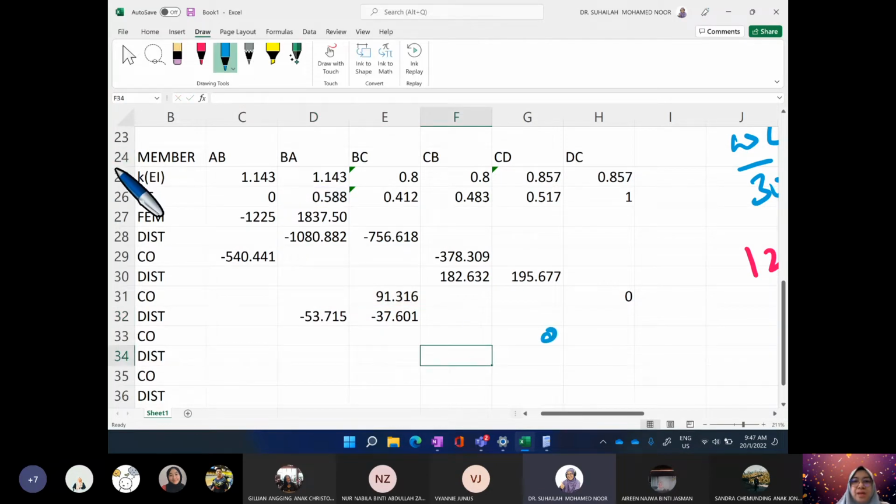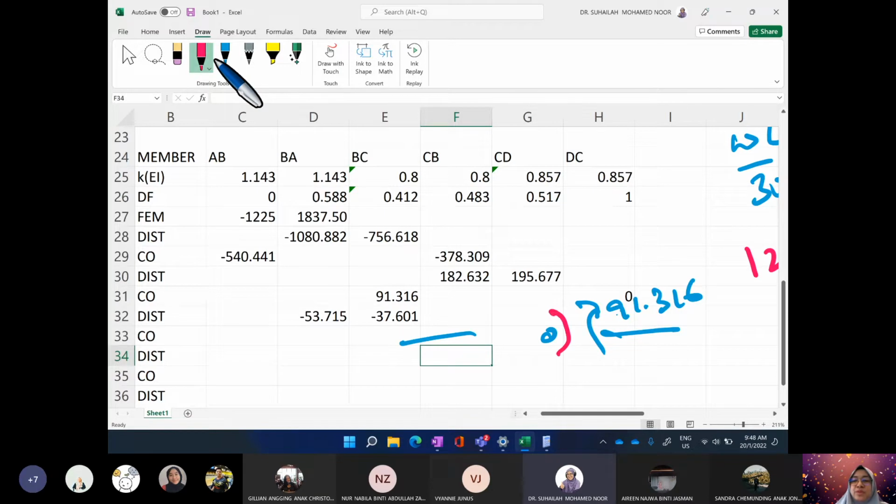Okay, we have joint B. At joint B, we have this moment 91.316, and there's no moment from the other side. And this 91.316, before we distribute, we have to know that we distribute the opposite one, because we distribute the joint moment. So the moment that we distribute is the pink one, 91.316 plus 0 here.